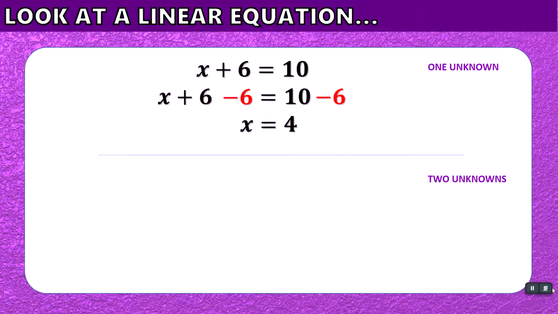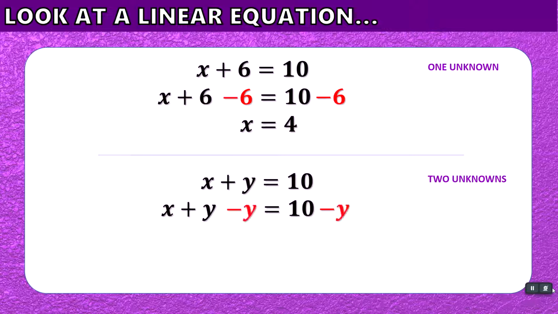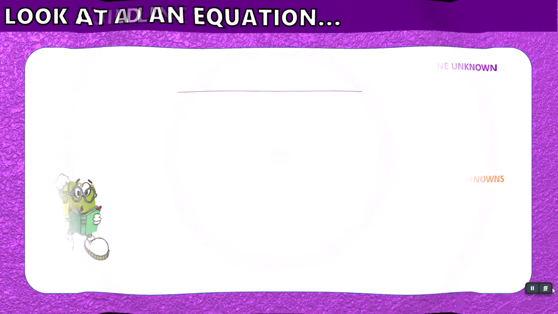What happens when we have two unknowns in an equation? How can we solve it? Like x plus y equals 10. How do we know what x is and what y is? We could use the method like we did above, and we can subtract y from both sides to eliminate y. And this will give us x on the left, but on the right hand side we have 10 minus y. We still don't have a solution yet. When there are two unknowns, we can't solve x and y like this.